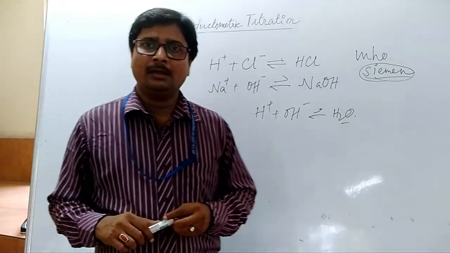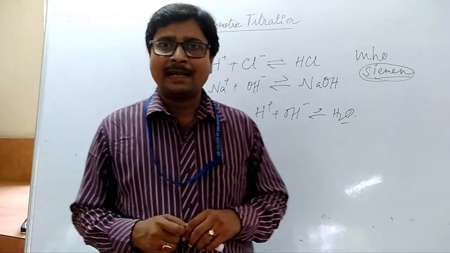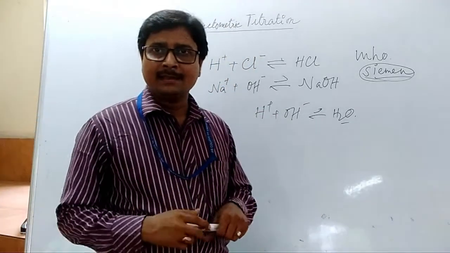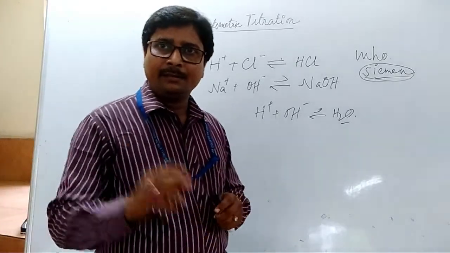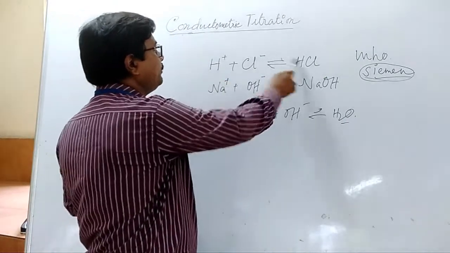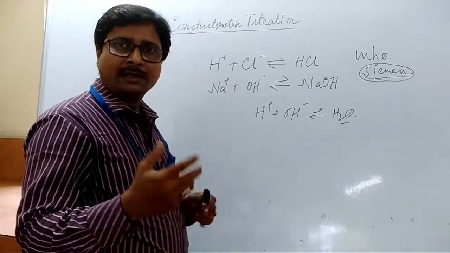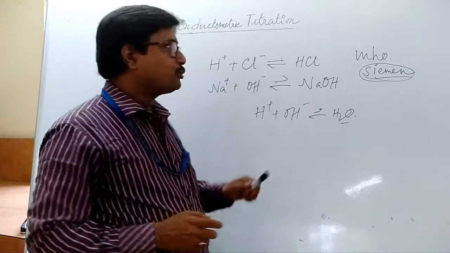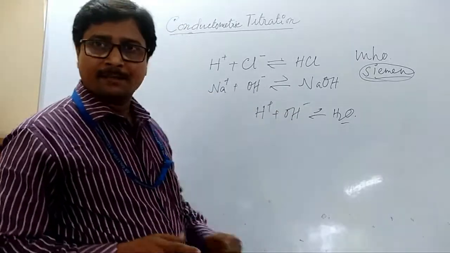Now in that experiment we are taking unknown HCl. Whenever we take HCl, as it is an electrolytic solution, after adding distilled water in it in a beaker, what happens? HCl dissociates into H plus and Cl minus, and we are taking NaOH from the burette. We are dropping the NaOH, which also dissociates into Na plus and OH minus.